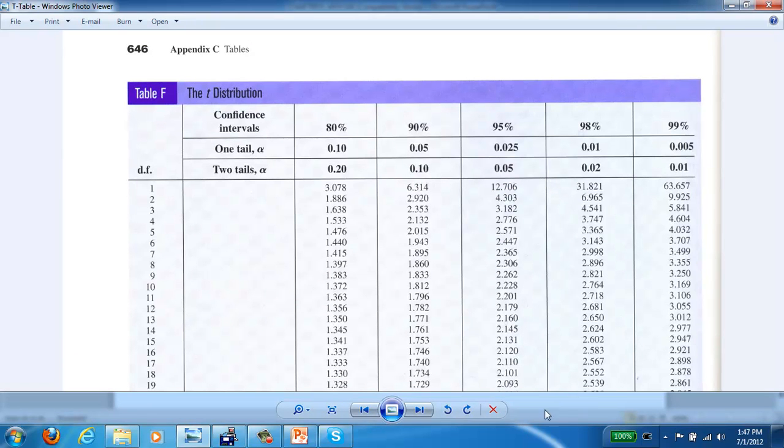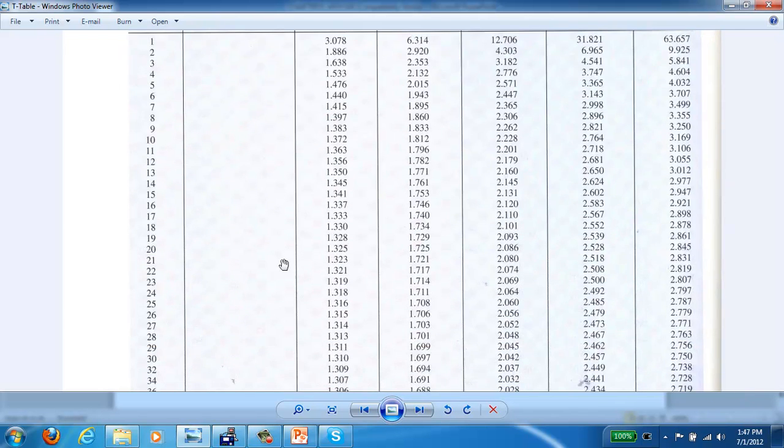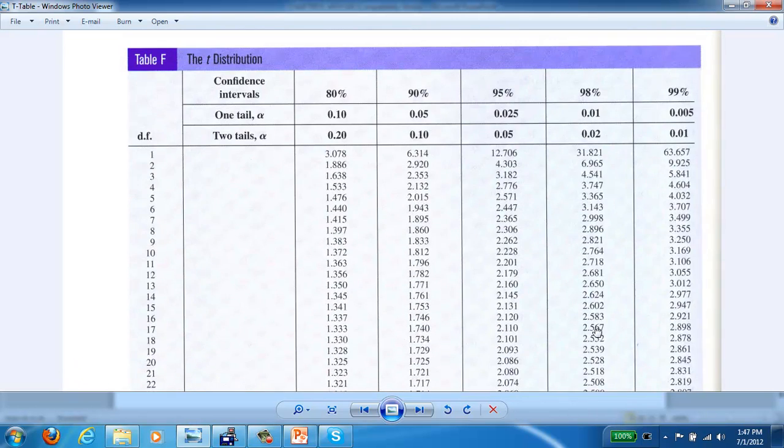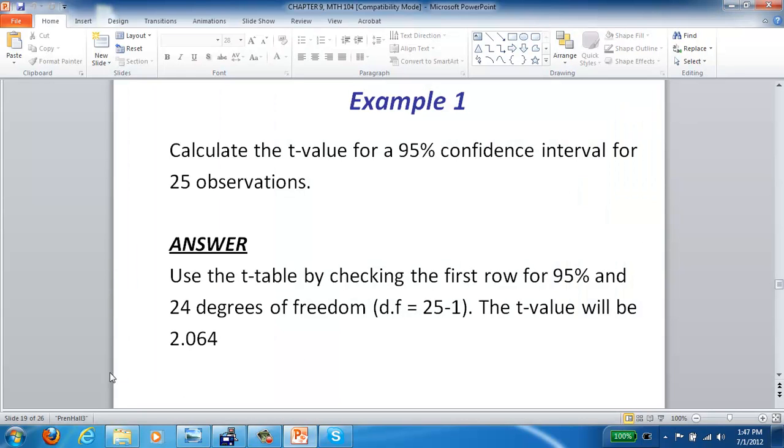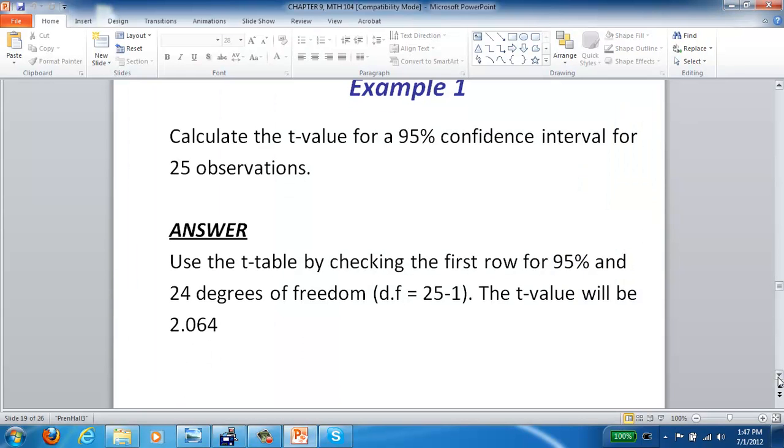And as you go through this table, you're going to be able to see the value for the T. So 24, and then you go to 95%, and this is 2.064. One more time, you have to go to 95%. So the confidence levels for the T will be the 80, the 90, the 95, 98 and 99. So you go to 95 and then you go down to 24 degrees of freedom and it's 2.064. And this is exactly the same value here.